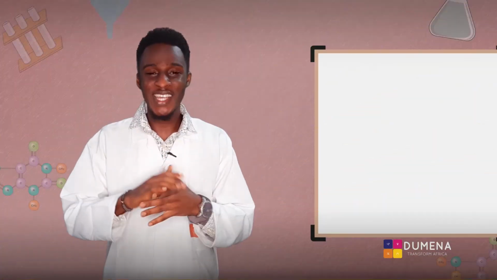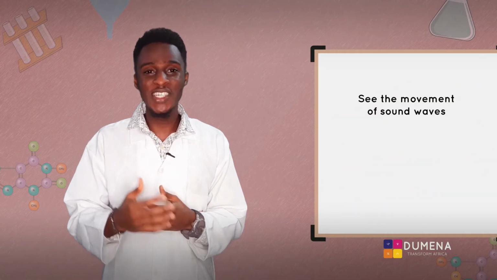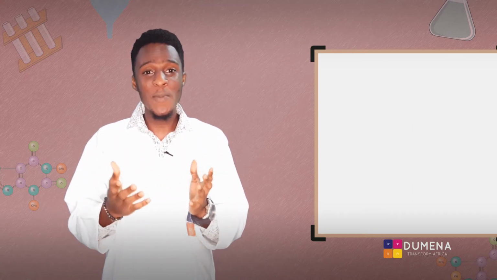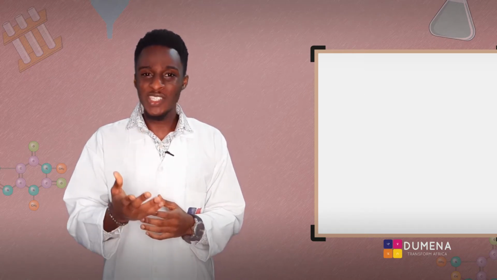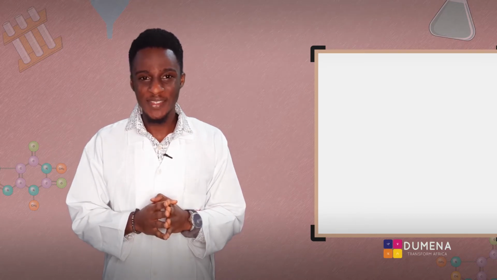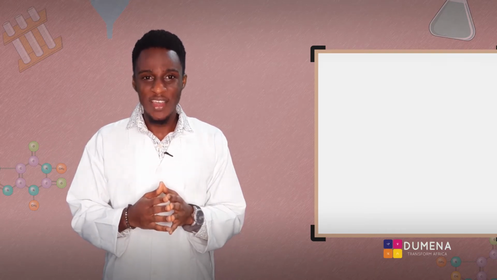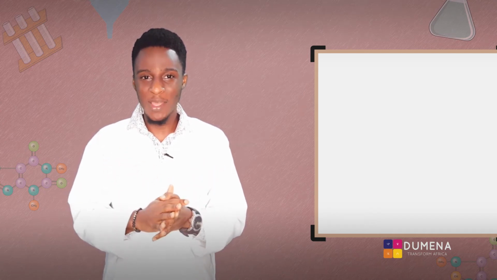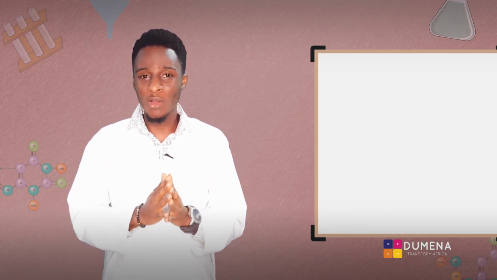The goal of this experiment is to help you see the movement of sound waves as they travel. And to enable you to do this, you will need to participate in this class activity. And in this activity, you will need to carry out a science experiment with 5 items that will help you learn about sound waves and also see it.